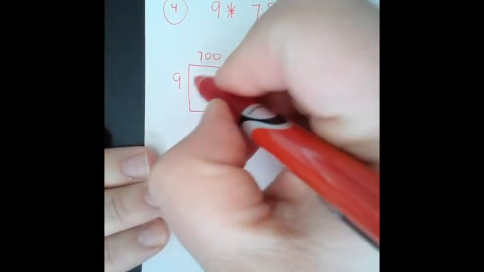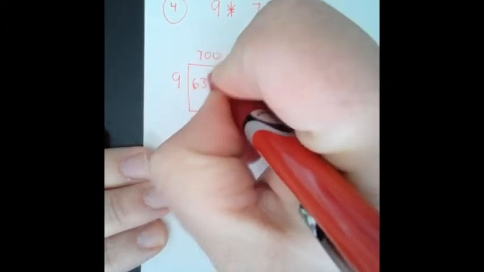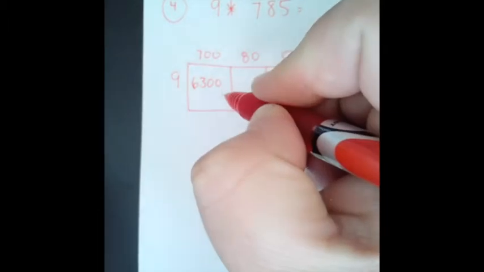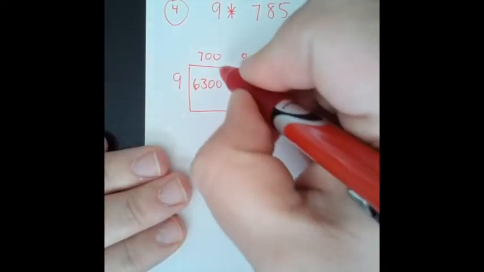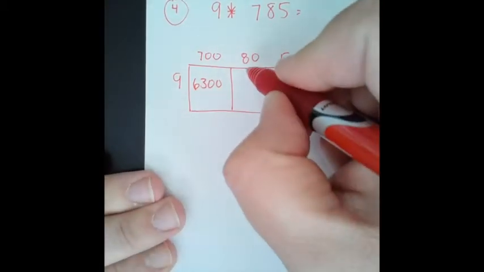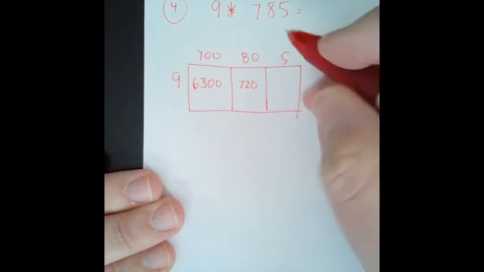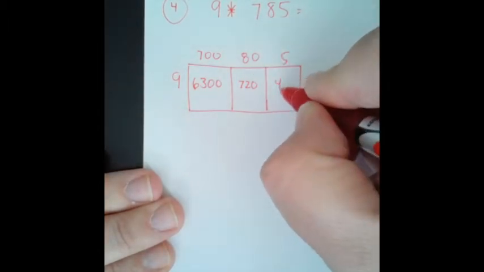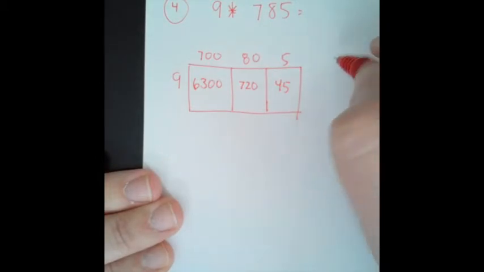So it would be 9 times 7. That would be 63. And don't forget the 2 zeros there for the 700. Then you would take 8 times 9, which is 72. Add that 0 there for 720. 9 times 5 is 45. Then you take all those rectangles and add them up.